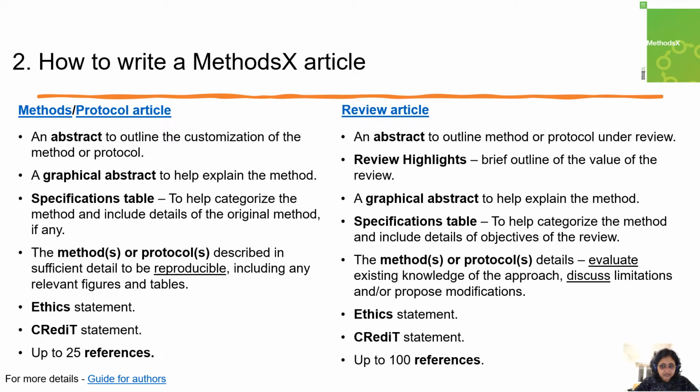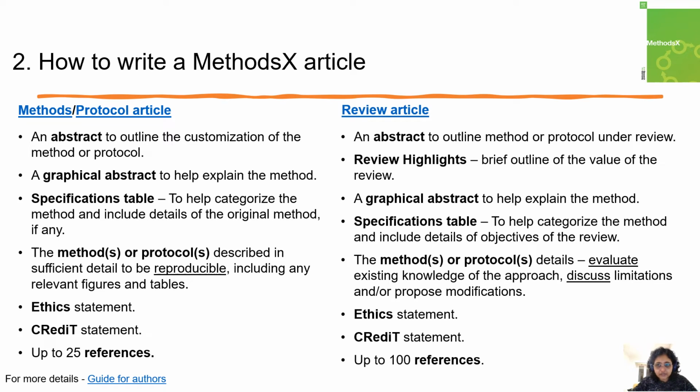Then we have the ethics section, which is based on guidelines that every author at Elsevier must comply with. Then we have the credit statement, which is necessary for acknowledging each author's contribution to the manuscript. And then finally, we have the references section, where we allow a maximum of 25 references.